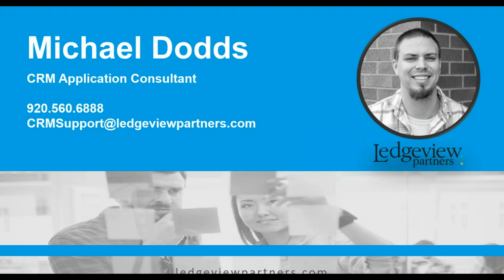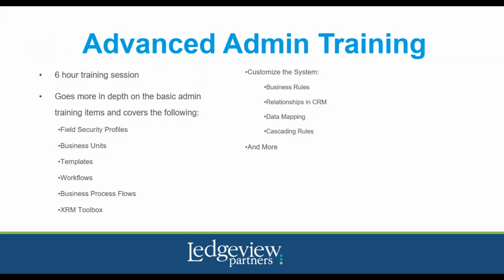Well, we got a lot to cover today, so let's jump on in. We're going to be talking about advanced admin training. Last month, we talked about basic admin training, and when I talked about what we covered, it's a 2-hour session. As you can see here, advanced admin training is a 6-hour training session. That can be broken up, of course, but it's a lot more items that we cover. And we go more in depth on the basic admin training items, and we cover more information as well.